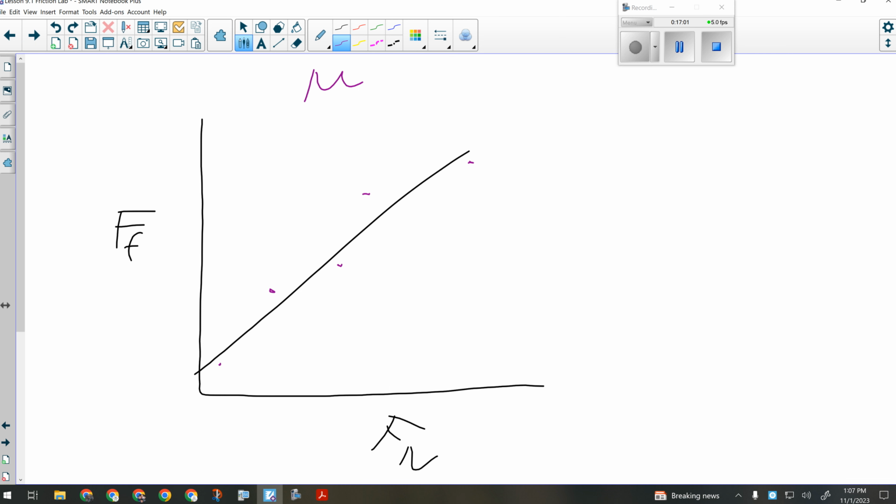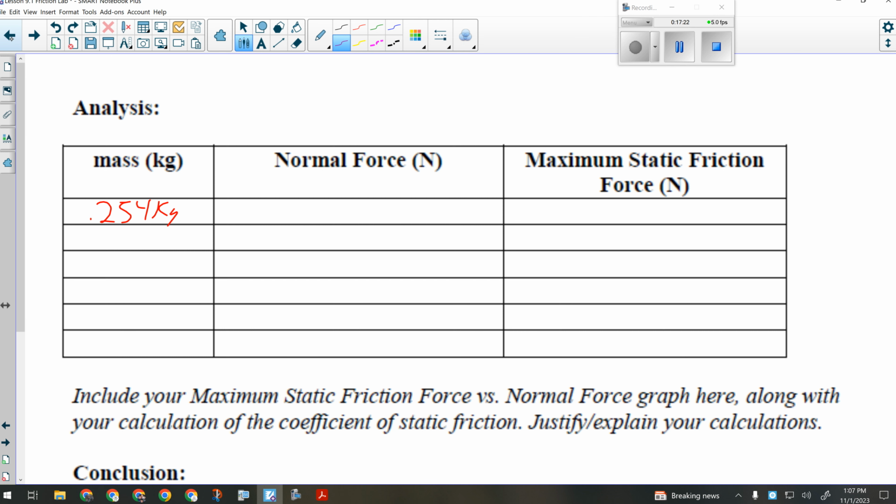So, spoiler alert, you need to put a trend line on your graph. And probably the equation for it would be useful. And maybe something in there will represent mu. And by maybe, I mean it will. You just have to figure out what part of that would represent mu and give me a justification. That is what the analysis asks you to do.